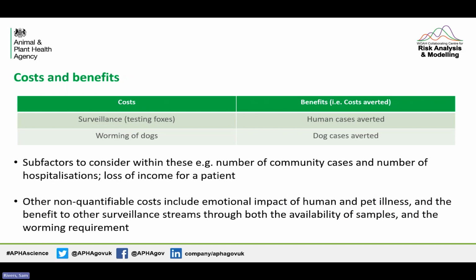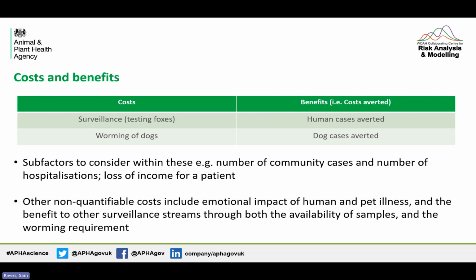Now, those are very top level headings, I think, really. There's some sub-factors within that, as you can imagine. So I've mentioned surveillance and varying diagnostic tests and sample numbers, and the worming of dogs for commercial and pet movements. For the human cases, we're looking at the cost of a community case versus the cost of hospitalisation, and whether that changes with how early it is diagnosed, because it's a fairly underreported disease, and similarly the cost of various treatment options in dogs.